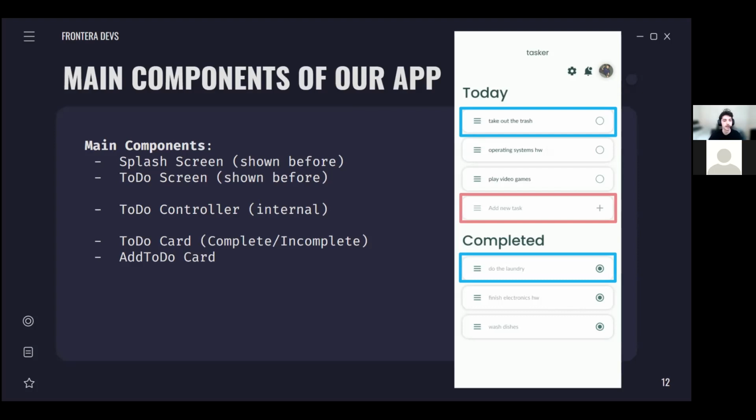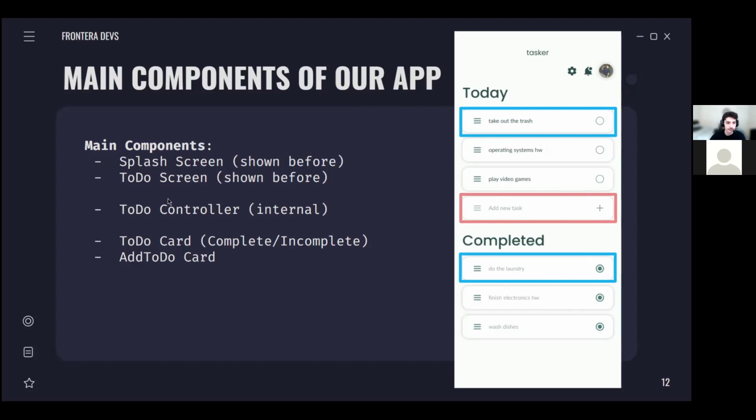It's pretty much handling the logic of our application. And we're going to have to-do cards. So right here, they're squared in different colors. We have a complete and incomplete to-do card, as well as an add to-do widget or card. So these two are different widgets, but this blue one is pretty much the same widget, just with different state.